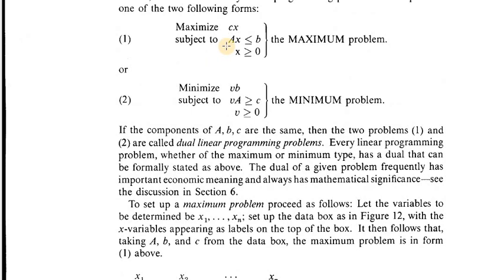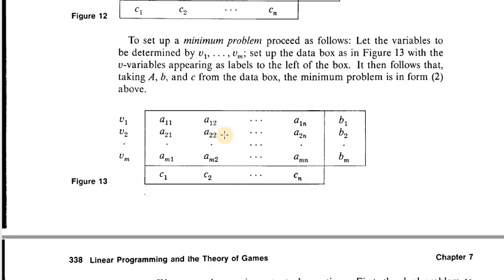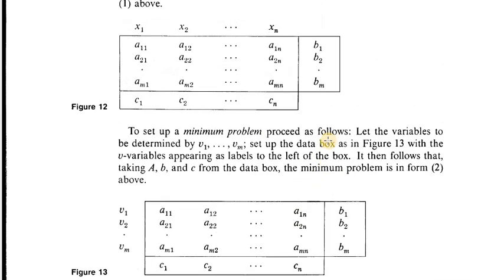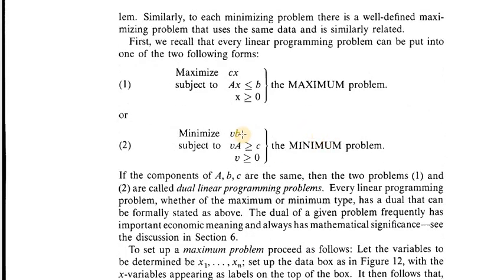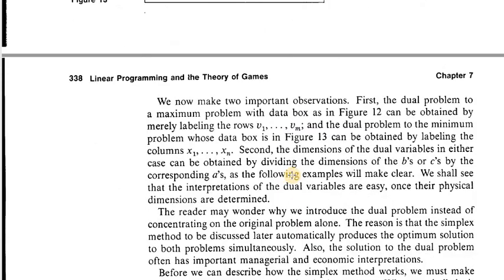Now, for a minimization problem, you do it differently, and actually the box looks the same, but the significance of the B's and the C's are different. B here is now the cost function, and the C's are the constraints. Okay, so cost function goes here, constraints go here.